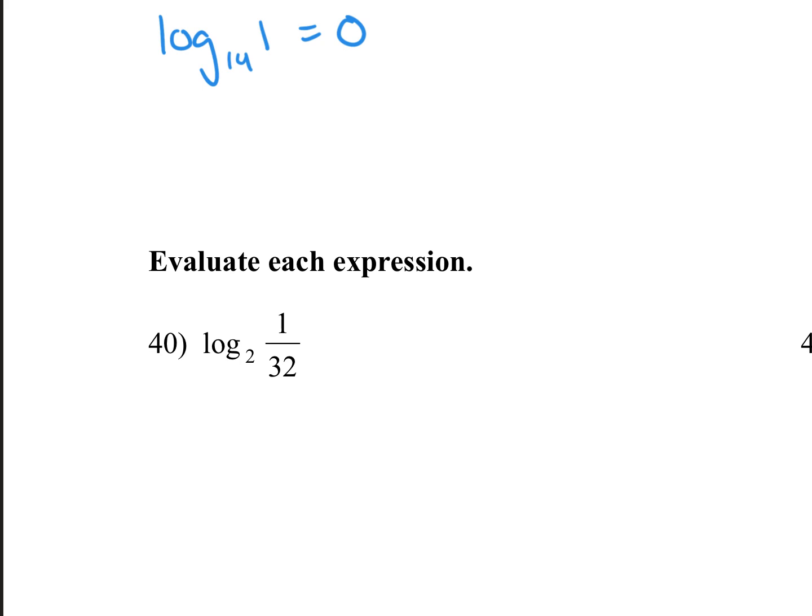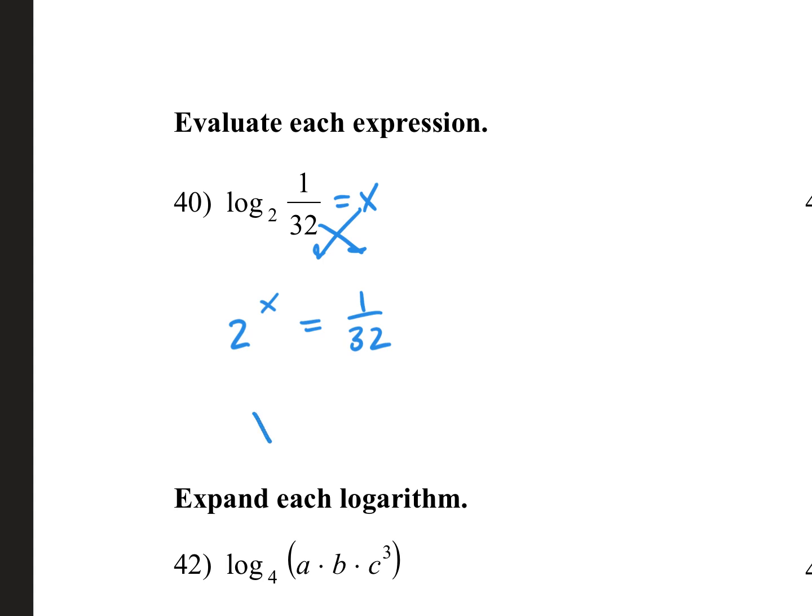For 40, we have to evaluate the expression. So here, this is equal to some number x. So it would be 2 to the power of x is equal to 1 over 32. What type of exponent makes this a fraction? A negative. So we know our answer is going to be negative. And 2 to what power would give us 32? 2 to the 5th power is 32. So our x is equal to negative 5.